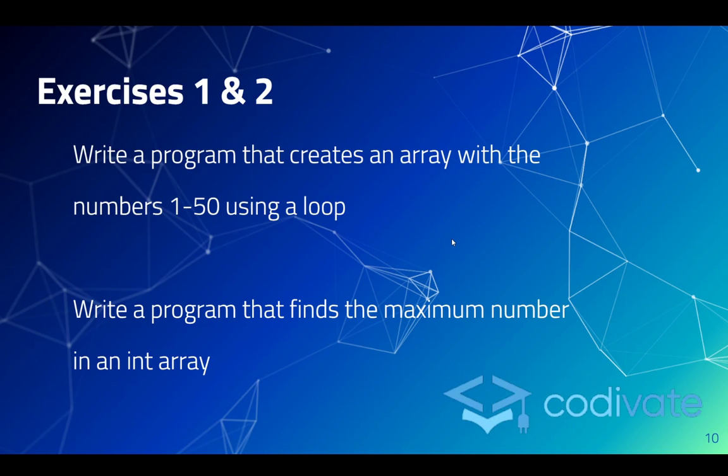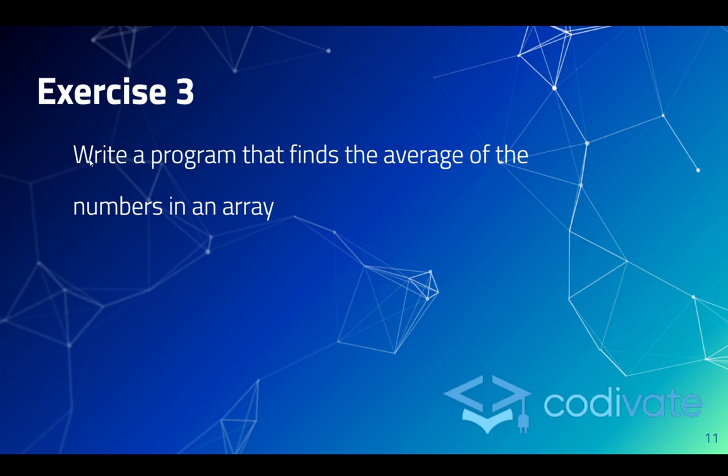Here are the exercises for the review lesson. The first one, this one's the easiest one. Write a program that creates an array with the numbers 1 through 50 using a loop. One hint I would give here is to use the incrementer in your for loop. You can actually use that as an index. This part is probably the hardest of the 3 exercises. We'll talk about that at the end.